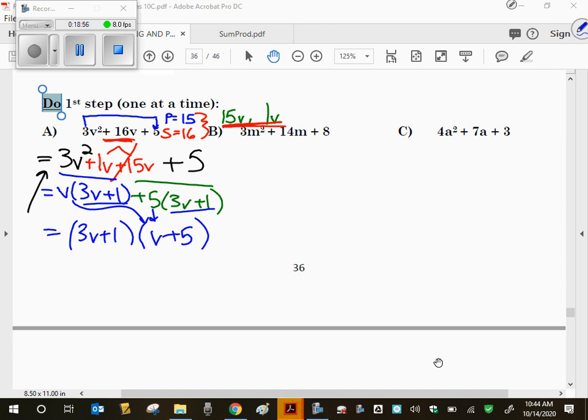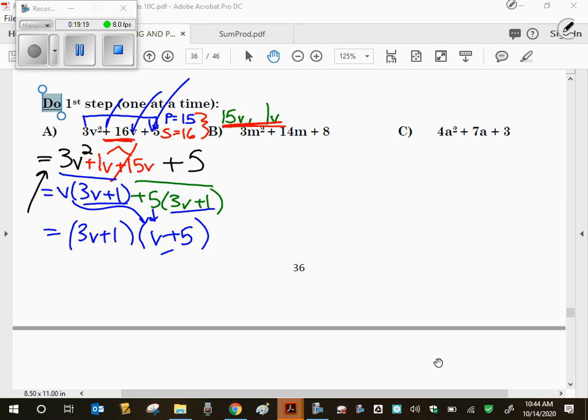You might check that using FOIL. Good job, Anthony. So 3V squared, yup, 15V plus 1V is 16V plus 5, we got it. Any questions? Getting a bit easier. Getting a bit more confident.